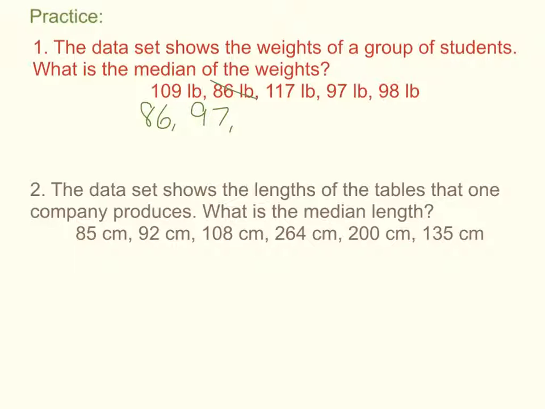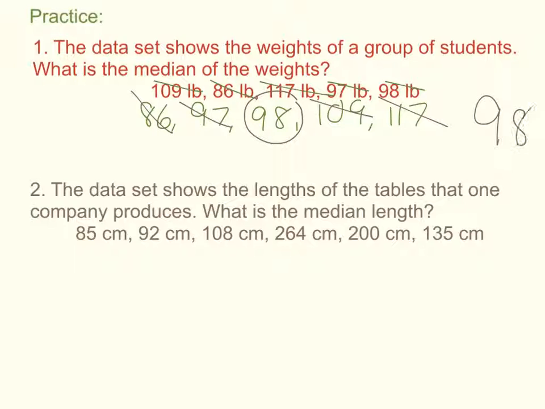97 pounds, 98 pounds, 109 pounds, and 117 pounds. And now you can cross off starting from the lowest and then going to the highest and working your way in. And we would see that we'd have one middle value, which is 98. So 98 is the median of the weights.